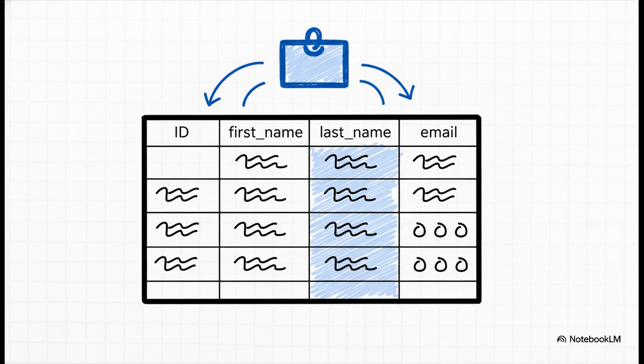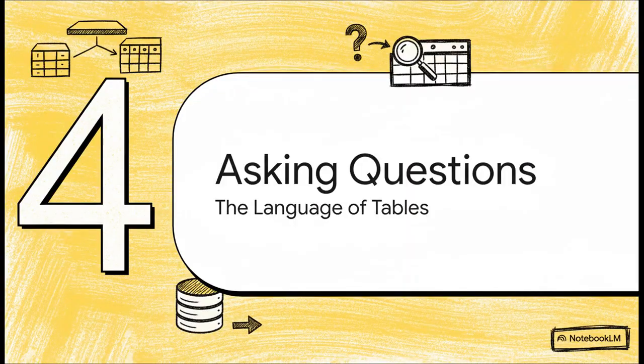And this structure, this grid of rows and columns, is what makes the data so powerful and so incredibly easy to search through. Okay, so we've got our data, it's beautifully organized in these tables. Now what? How do we actually talk to them? Ask questions and get answers back.